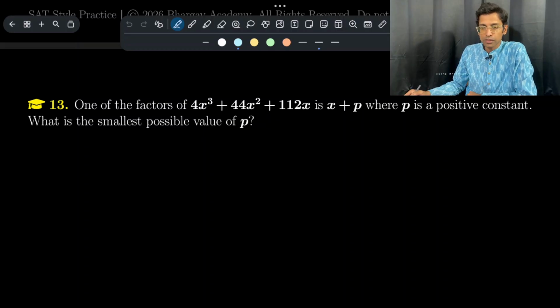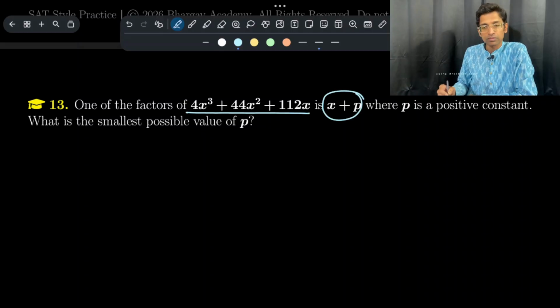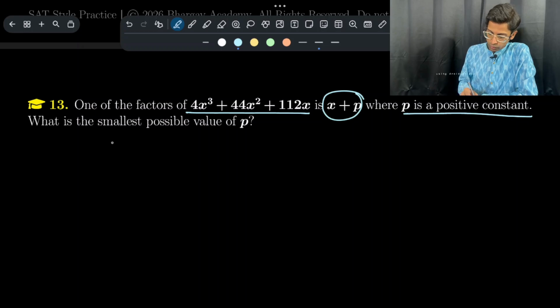So let's come to the last problem for this video. The question is, one of the factors of this expression is x plus p, where p is a positive constant. What is the smallest possible value of p? So indirectly he is asking you to factorize this expression.